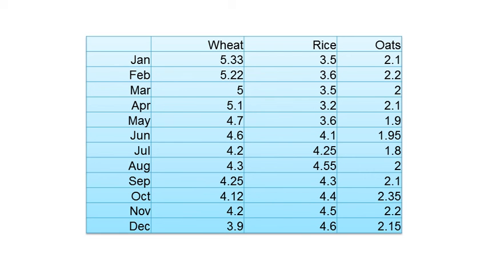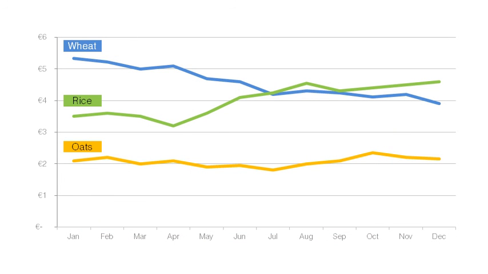It takes quite a while to look through all the numbers and figure out what has happened over the last year, and even when you do get a good look, the message is not immediately obvious. Contrast this to the next slide, where the exact same 36 numbers are plotted on a line chart. Here, the story is instantly obvious, and even within a few seconds' perusal, we can see what has happened to the prices over the past year.